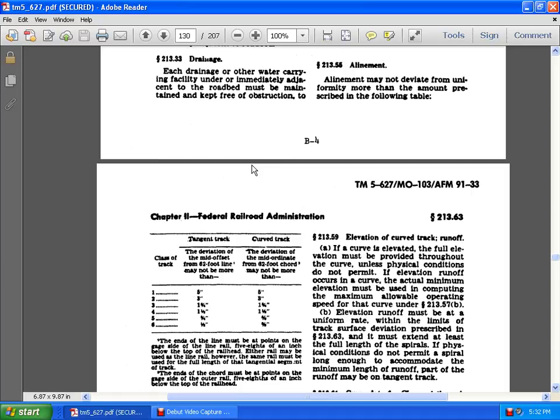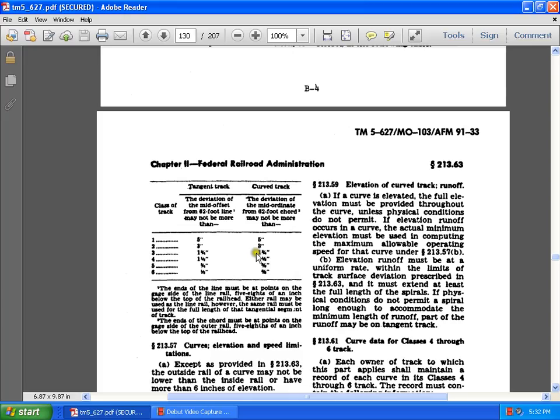I can't read the edges of them. The ends of the chord must be at the points of the gauge side of the line, 5/8 of an inch below the top of the railhead. Either rail may be used as the line rail. However, the same rail must be used for the full length of the tangent segment of the track. The ends of the chords are at the points on the gauge side of the outer rail, 5/8 of an inch below the top of the railhead.